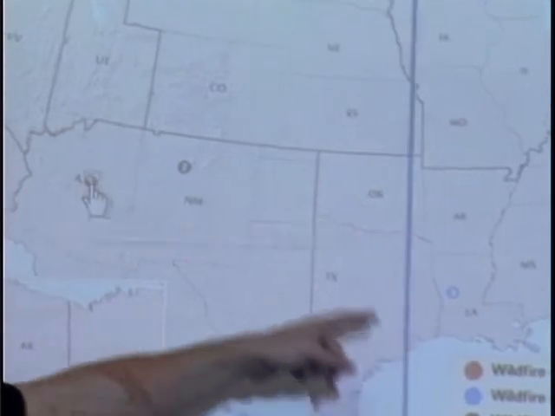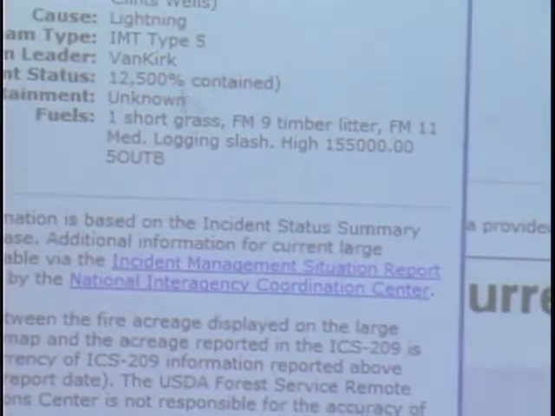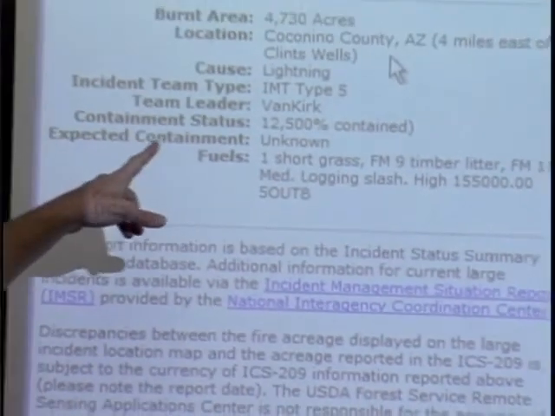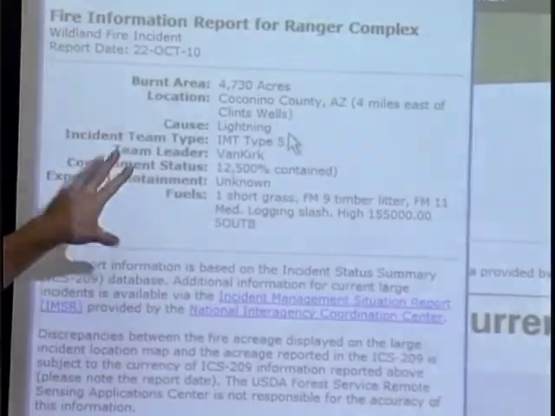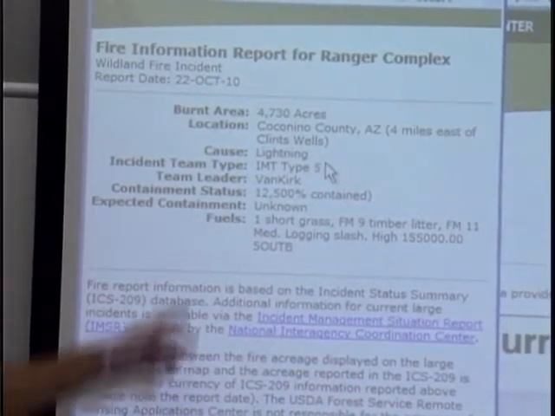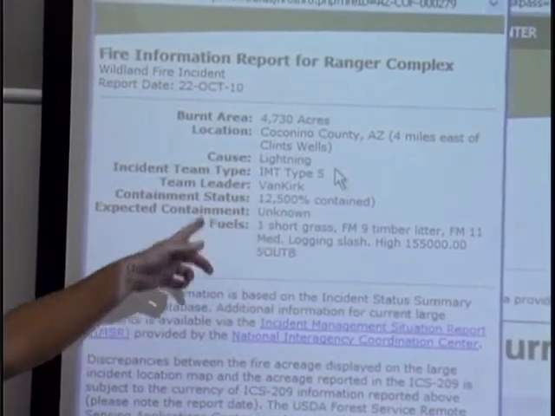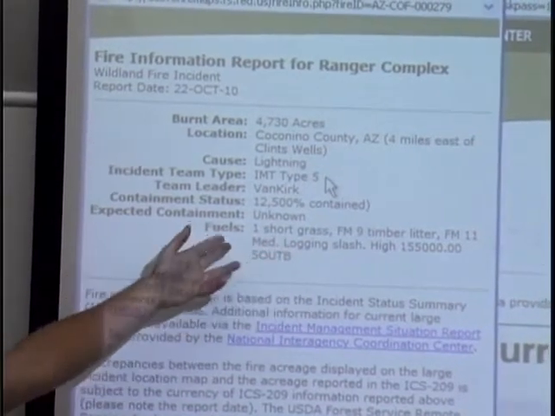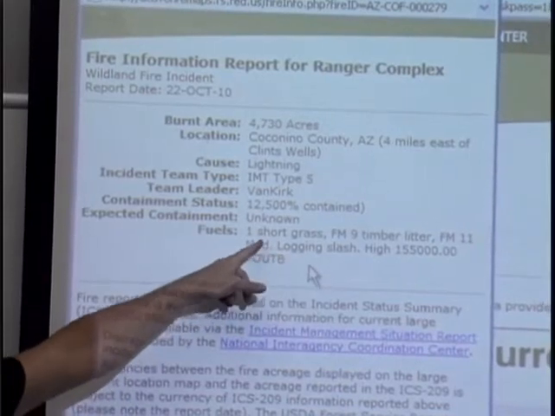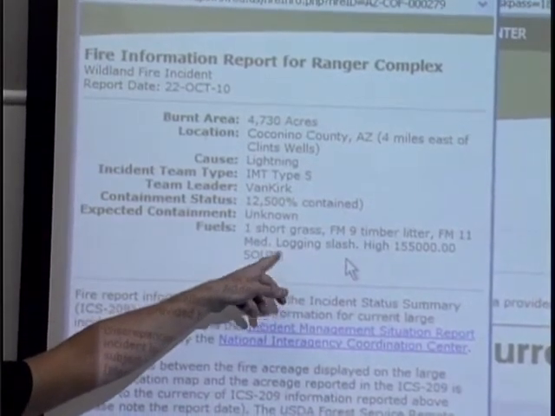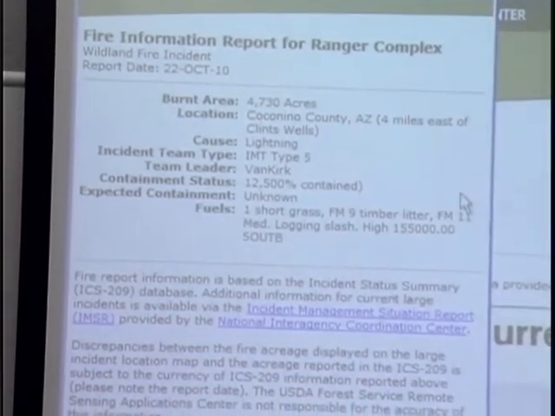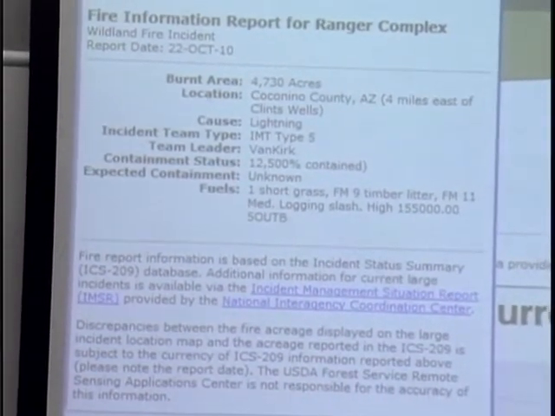Okay. Got one in Florida. Yeah. That's fine. No. Let's look at it. Okay. Cause lightning, you see, they've got people, you're imaging it, and then you've got people on the ground going out to take a look at it. You've got somebody that reported it as lightning. Okay? The fuels, here's the fuel. The fuel's predetermined. We've already determined what the fuel is. One short grass, timber litter. Very interesting. Okay. Can we look at another one?